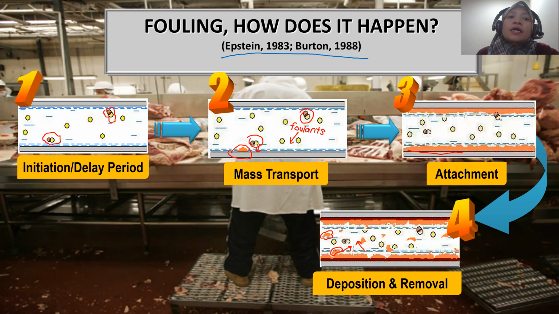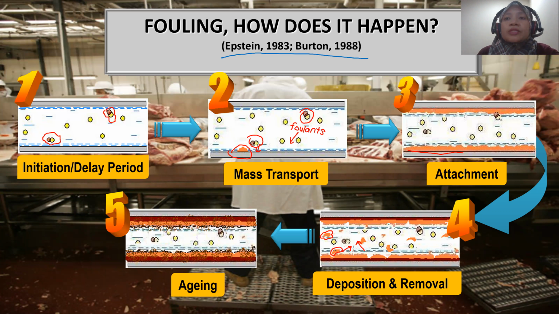interface. The detachment of fouling deposit is not good, as it may affect the quality of the food product. For example, instead of having smooth chocolate bar, due to the detachment of fouling deposit, you may get chocolate bar with rough surface. And finally, the aging process.